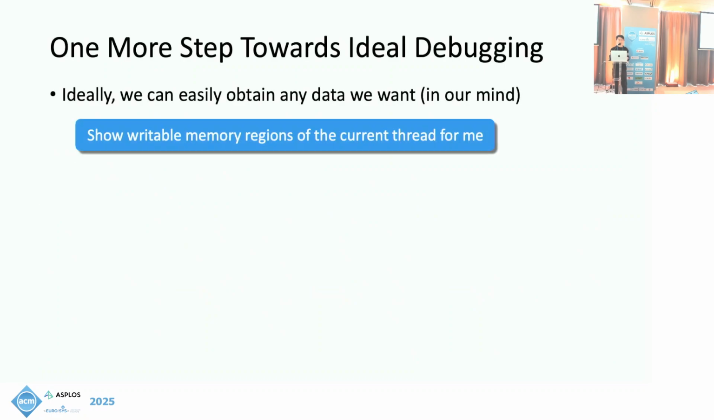Okay, actually there's one more thing. Let's forget the paper for a while. We can imagine what an ideal debugging would be. Maybe when we are debugging, we want to inspect the program state, and we can just talk to the debugger: please provide only the writable memory regions of the current thread. Then it will give us the view that we have described.